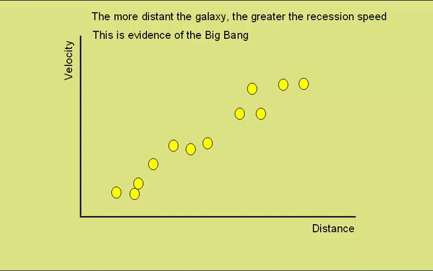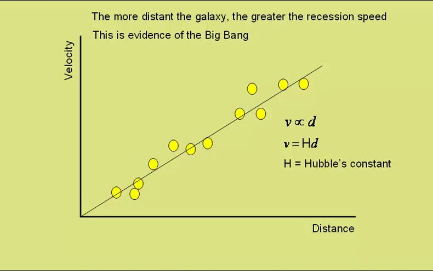The data actually closely follows a straight line through the origin, showing that recession velocity is directly proportional to distance, or adding a constant of proportionality, we can say recession velocity is equal to a constant times the distance. This constant, h, is what became known as Hubble's constant.